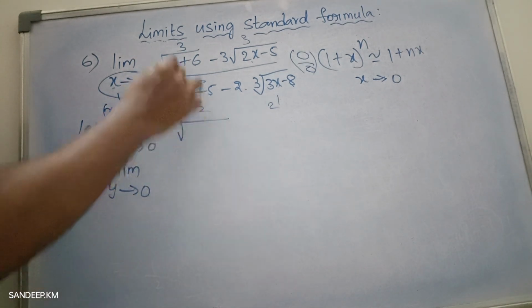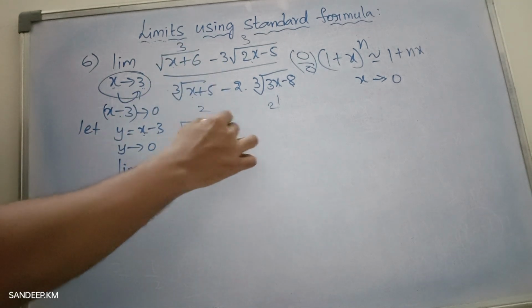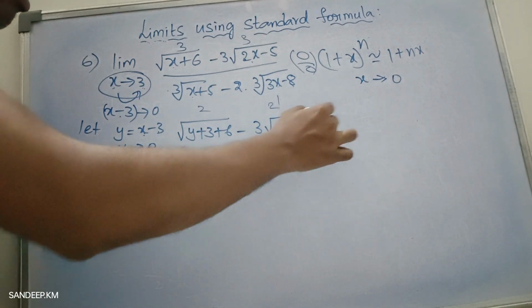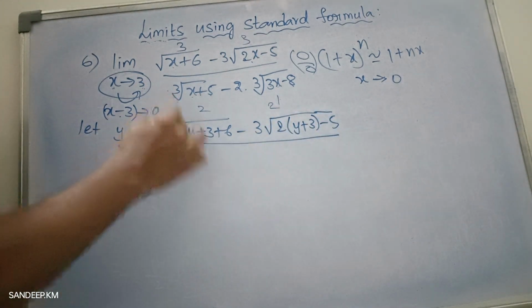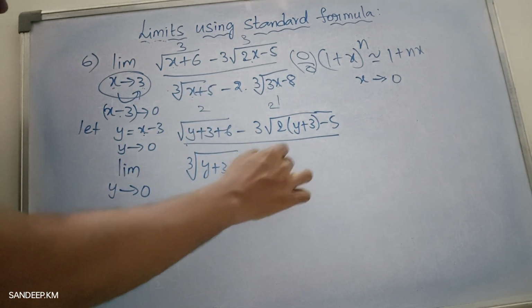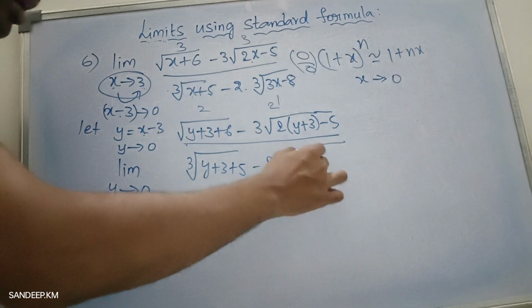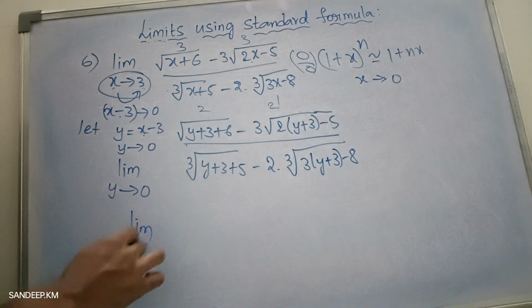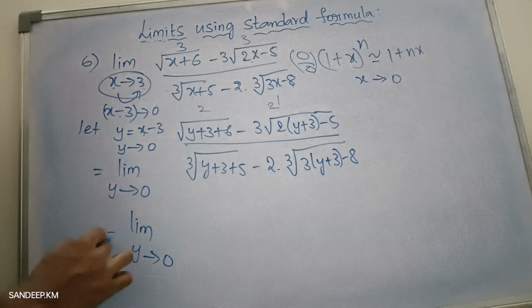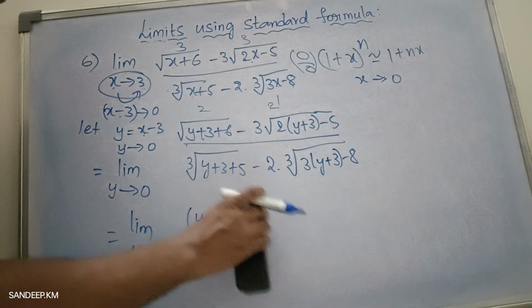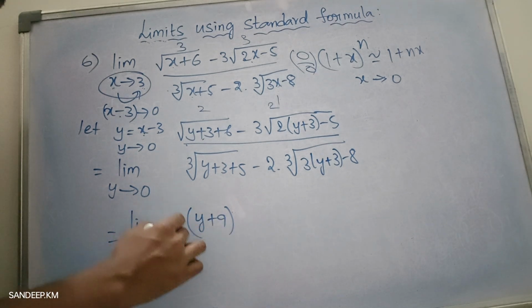Substitute that everywhere. X as y plus 3, plus 6, minus 3 into square root of 2 times x, which is y plus 3, minus 5, whole divided by cube root of x, which is y plus 3, plus 5 as it is, minus 2 into cube root of x, which is y plus 3, minus 8. So then the question is what? Limit y approaches 0, y plus 9, of course the power is 1 by 2 or square root. Let me keep it as square root, later I will write it as power 1 by 2.